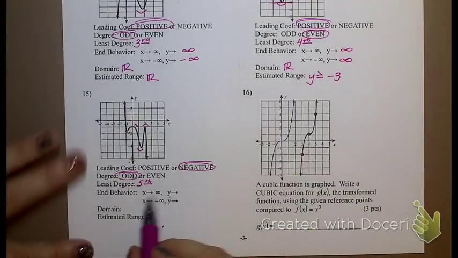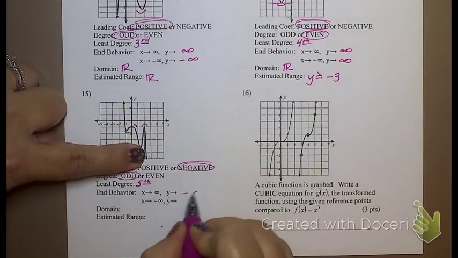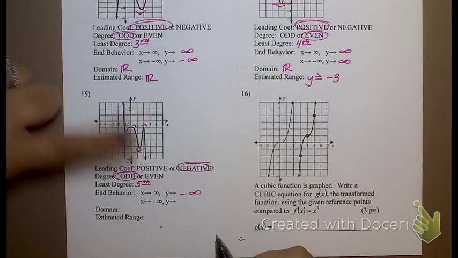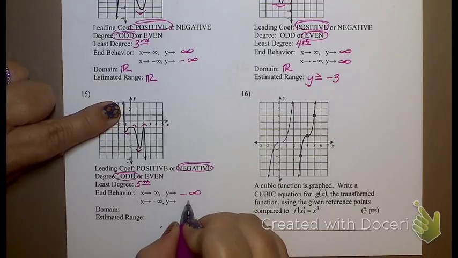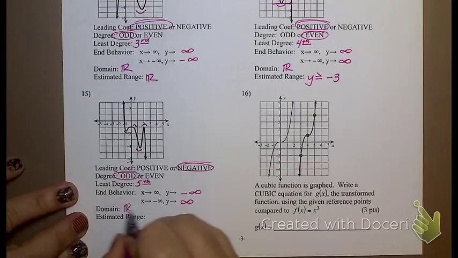All right, end behavior, x arrow infinity. That's asking about the right side. Right side is going towards negative infinity. Left side is going towards positive infinity. Domain? Range?